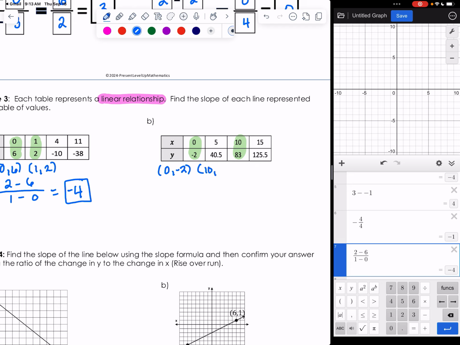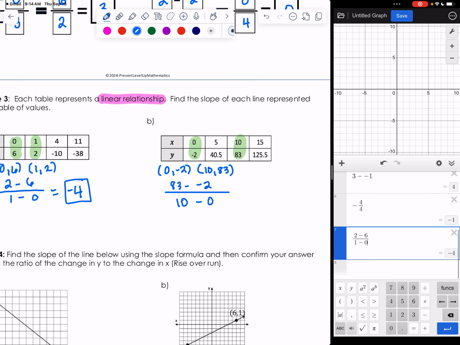Okay? All right, so then I'll draw my fraction bar here, and I'll take my second y, which is 83, and subtract my first y, which is -2. So on the top, 83 minus -2. And then on the bottom, I'll take my second x, which is 10, and subtract my first x, which is 0.